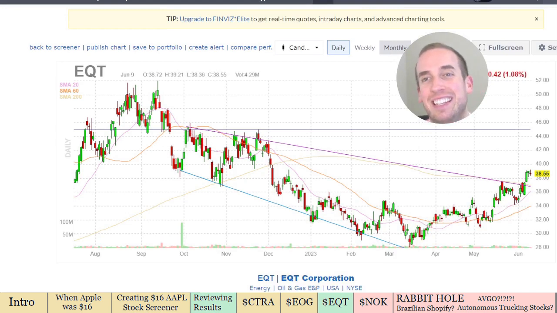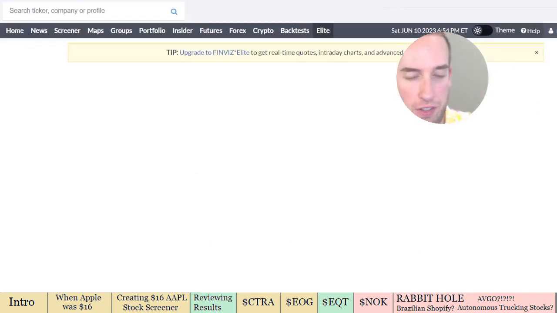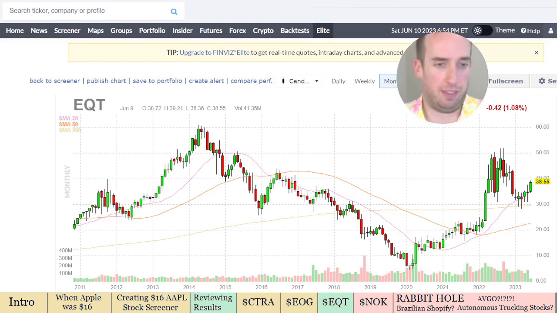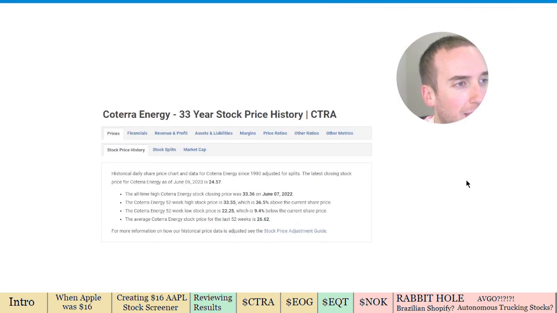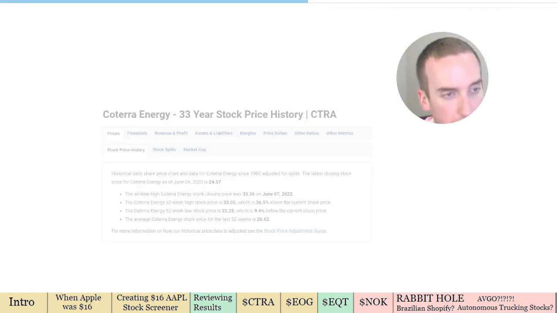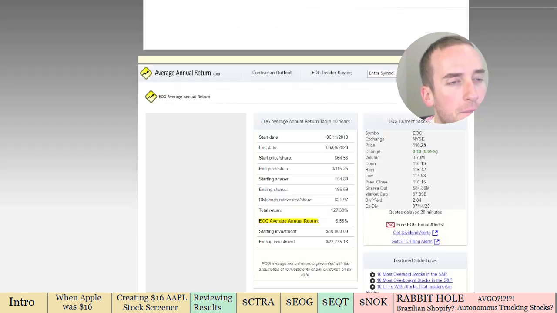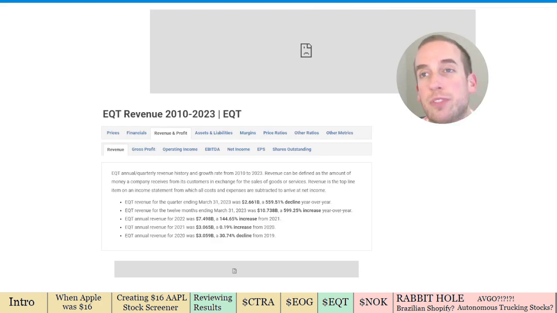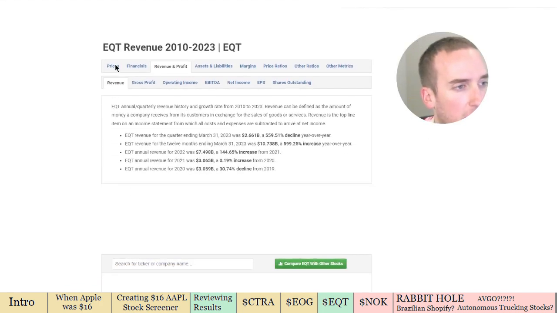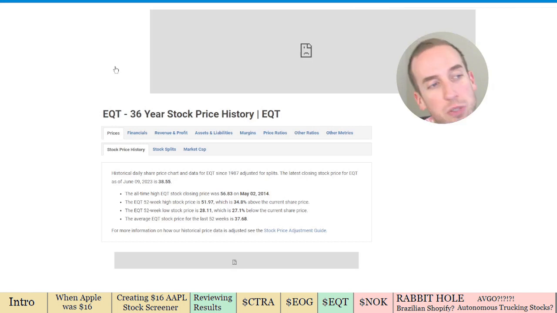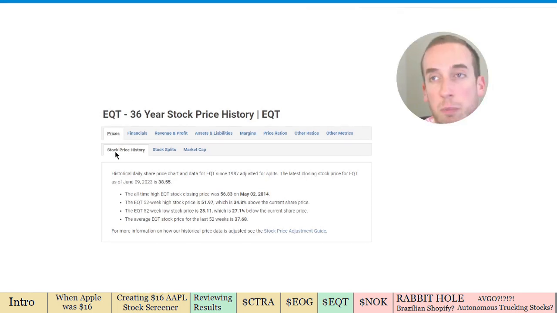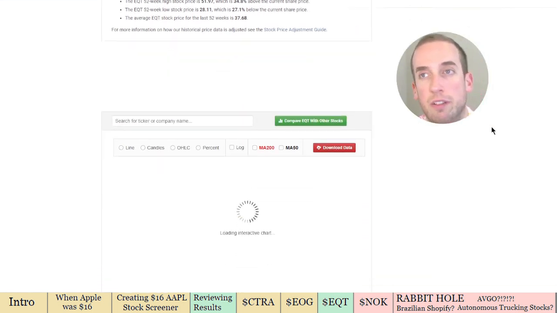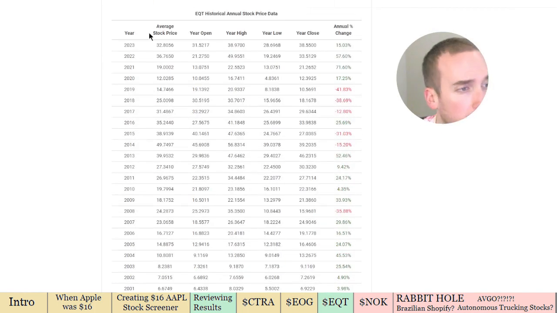I skipped a couple of steps here, I apologize. Let's just look at the chart on the long term real quick. All right, it's making a reversal. So let's look here for EQT. And let's see what the average return is over 10 years. I want to do this one first so I can try and guess it. So when you're on macro trends and you select something, you want to click the prices and then the stock price history to get the table of returns for year over year.